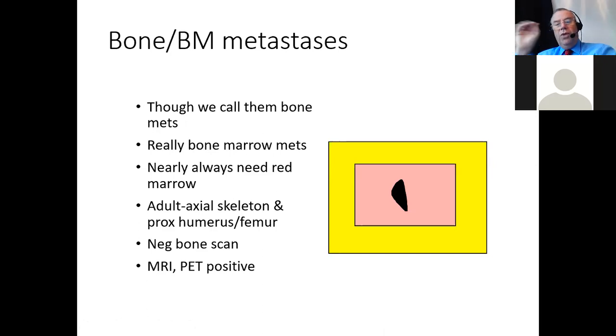So whilst we call them bone metastases, they're not true bone metastases. They are in fact bone marrow metastases because they start in the red marrow. And at that point, when they're bone marrow metastases, it may be possible to see them in the MR or the FDG PET scan or PSMA PET scan if you're doing prostate.